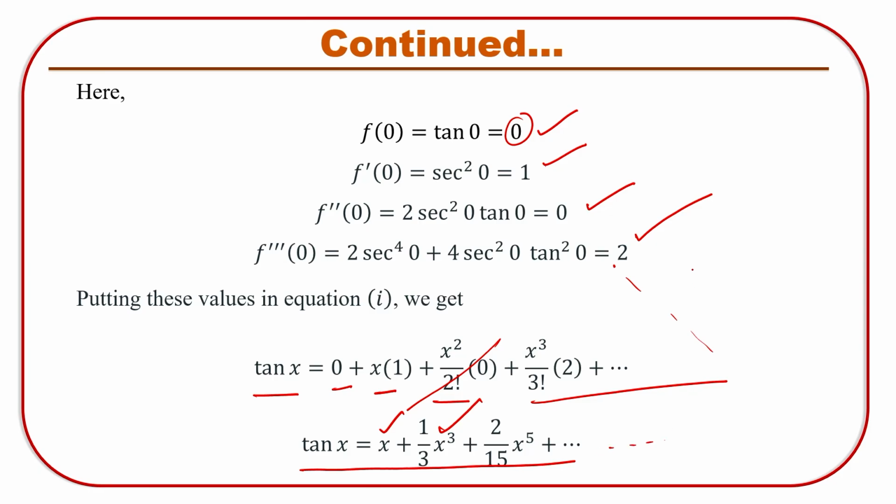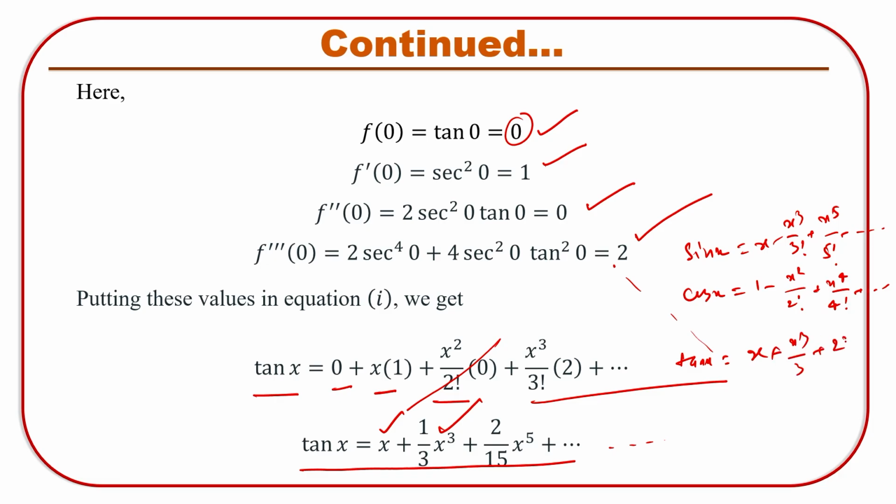So, that is sine of x and cos of x. Sine of x was what? x minus x cubed by factorial 3 plus x to the power 5 by factorial 5 minus, and so on. Cos of x was what? 1 minus x squared by factorial 2 plus x to the power 4 by factorial 4 and so on, right. And now, you can see here tan of x equals x plus x cubed by 3 plus twice into x to the power 5 by 15 and going on, right.